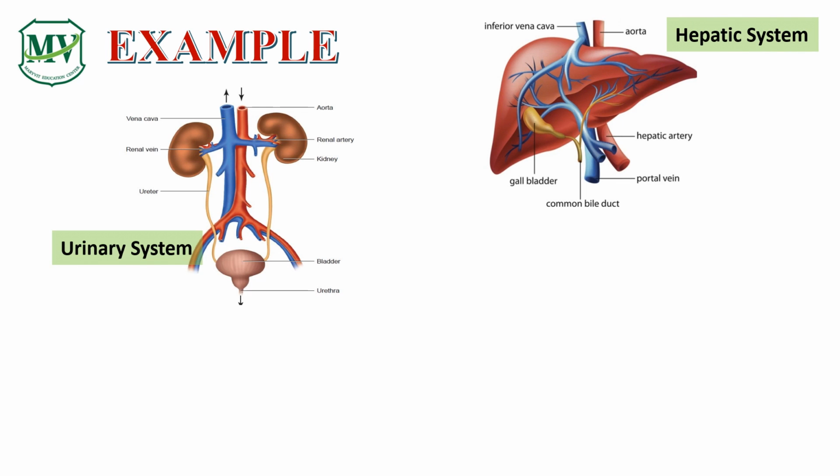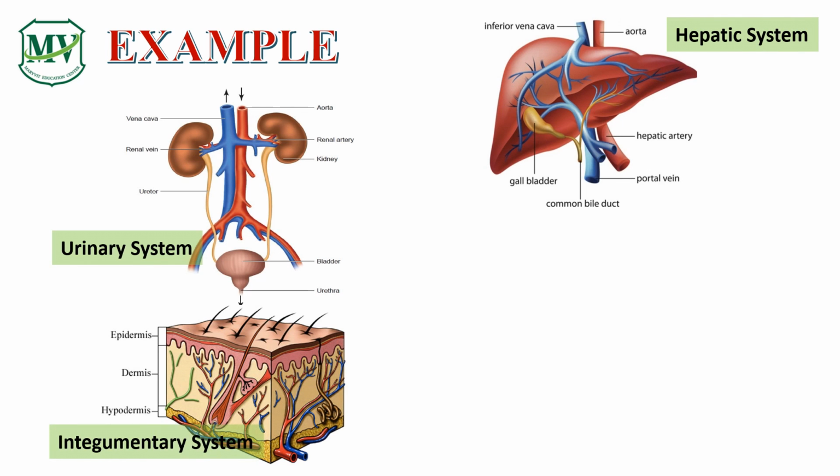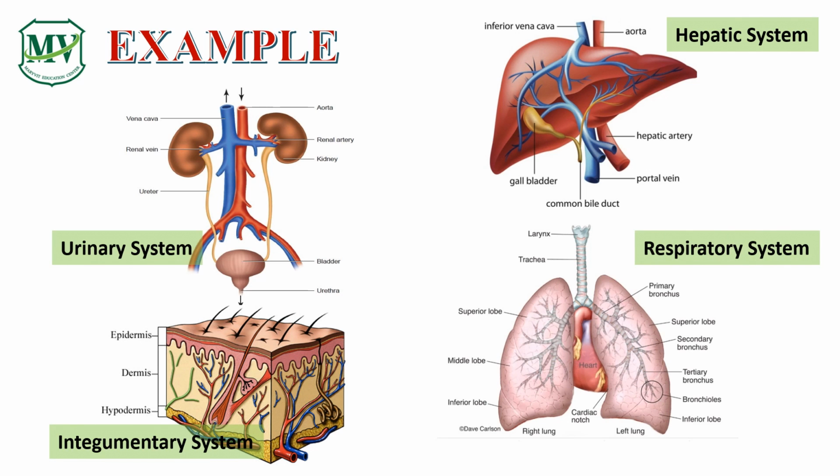The following systems perform the body's waste elimination function. They are, from left to right, the urinary system, the hepatic system, the integumentary system, and the respiratory system. All of these systems collectively comprise the human excretory system.